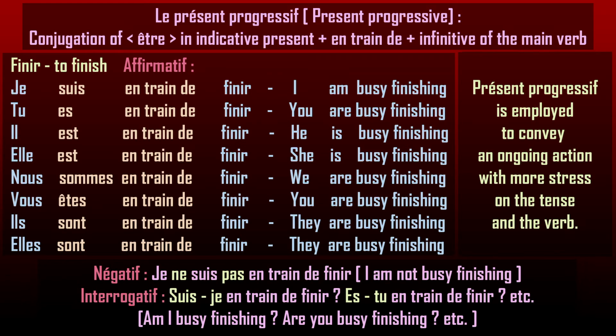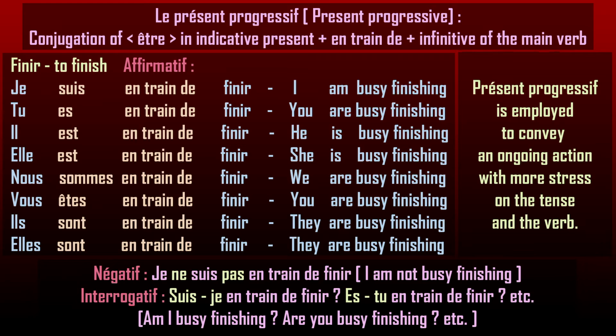Where do we use this present progressive? It's employed to convey an ongoing action with more stress on the time and the verb. Like, I am busy finishing my homework. I am busy eating my lunch. She is busy writing a letter. Or, right now, I am finishing my work.